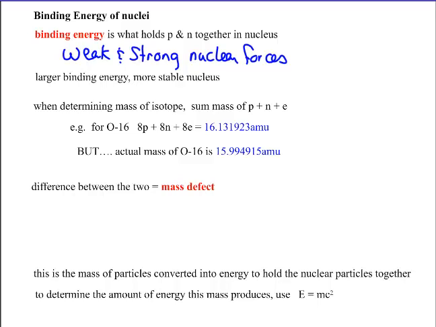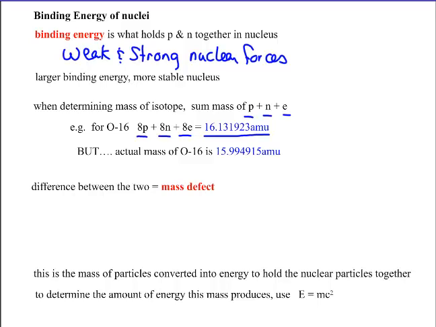For example, if we wanted to take a look at building an oxygen-16 isotope, it's made of 8 protons plus 8 neutrons plus 8 electrons. So if we were to take the mass of protons, multiply it by 8, mass of neutrons, multiply it by 8, mass of electrons, multiply that by 8, add them all up, what we would find is we have a mass of 16.131923 AMUs, or atomic mass units.